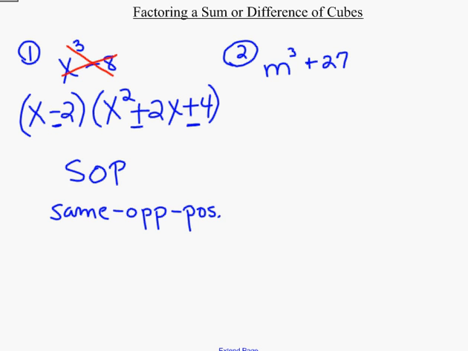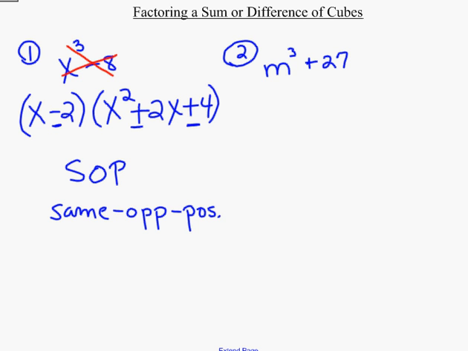Okay, let's look at number 2, m cubed plus 27. Again, first thing I check for is a GCF. I don't happen to have one, so I'm checking to see if it is a sum or difference of cubes. I've already checked that it was a difference of squares. It wasn't that. So the only other thing that a 2-term polynomial or a binomial can be is a sum or difference of cubes. There's a plus sign, so I'm checking for a sum of cubes.